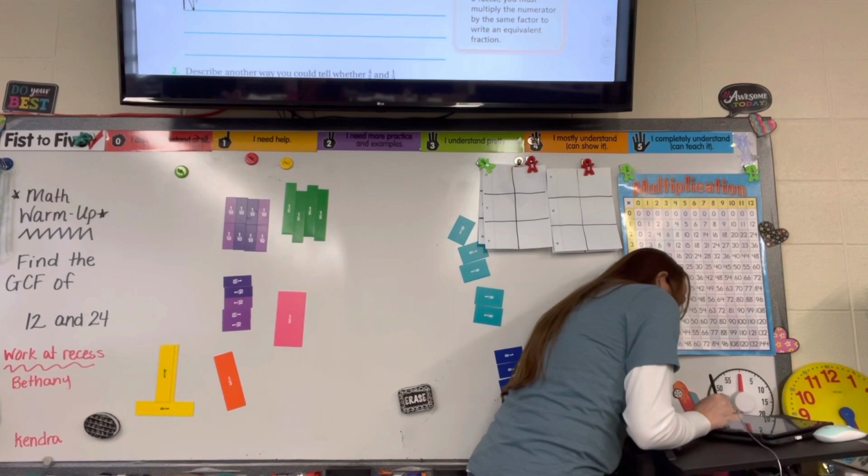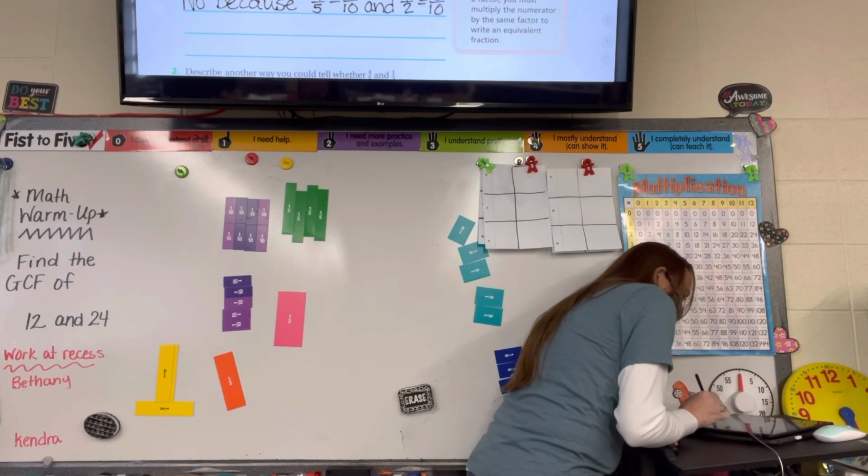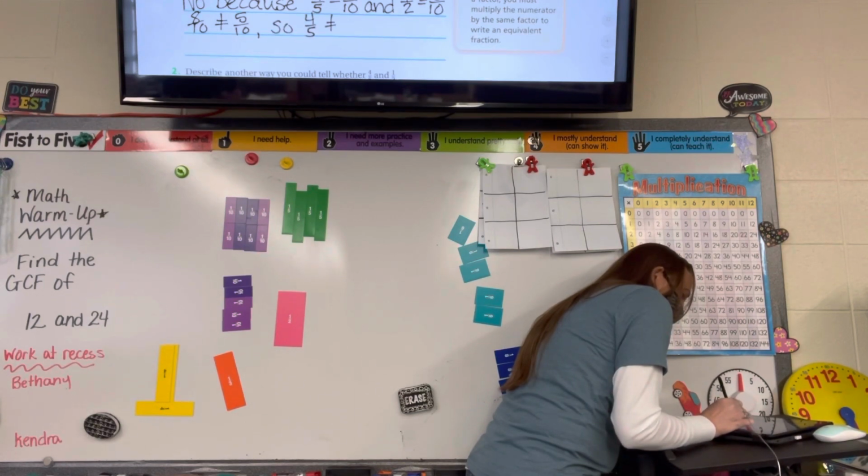No, because 4/5 equals 8/10 and 1/2 equals 5/10. 8/10 is not equivalent to 5/10, so 4/5 is not equivalent to 1/2.